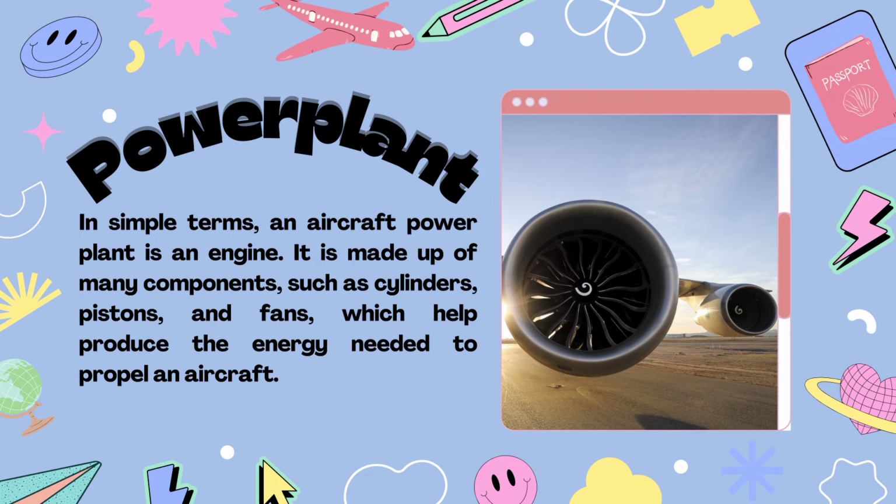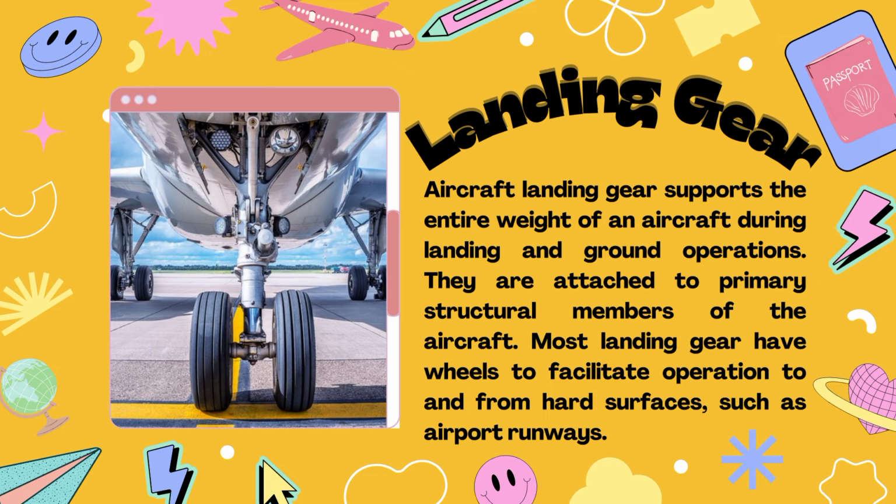The power plant contains numerous complexities that assist in the powering of the aircraft, such as various aircraft fuel system components. The last major component of an aircraft is the landing gear. Aircraft landing gear supports the entire weight of an aircraft during landing and ground operations. If you don't have landing gear, you can't have a safe plane.